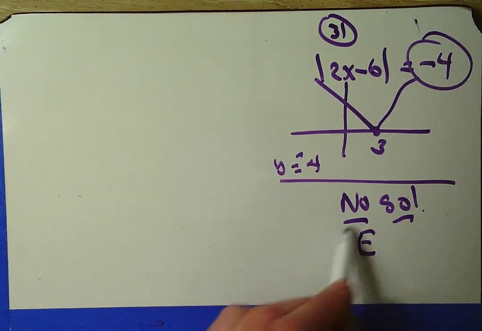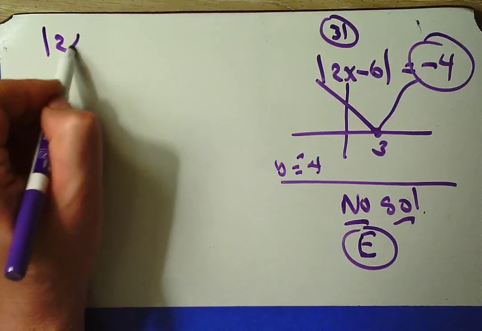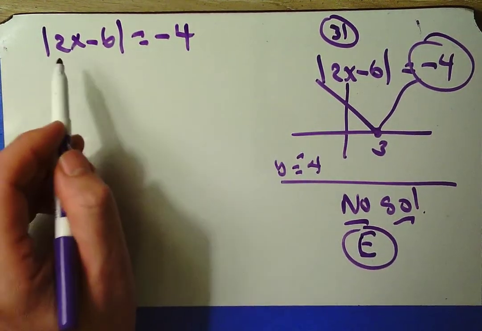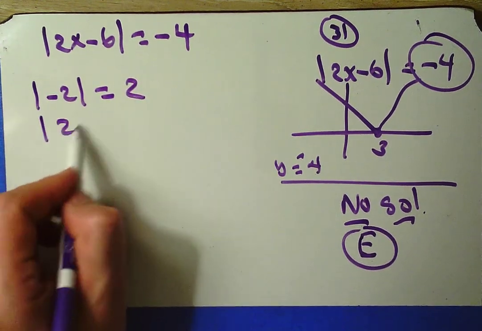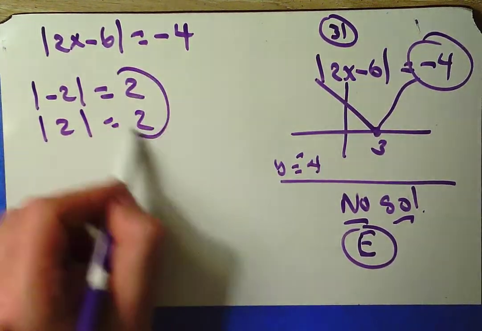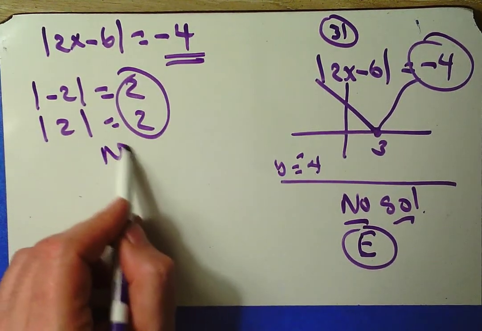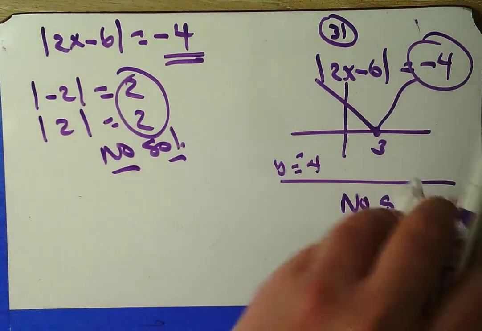I know this is choice E. But if I didn't see that, I might see this. Anytime I have a number in absolute value, whether that number is positive or negative, I always get a positive out. I can't get a negative out. No solution. Don't waste your time building the positive and negative components here. You'll only get the problem wrong. Pay attention to these details.